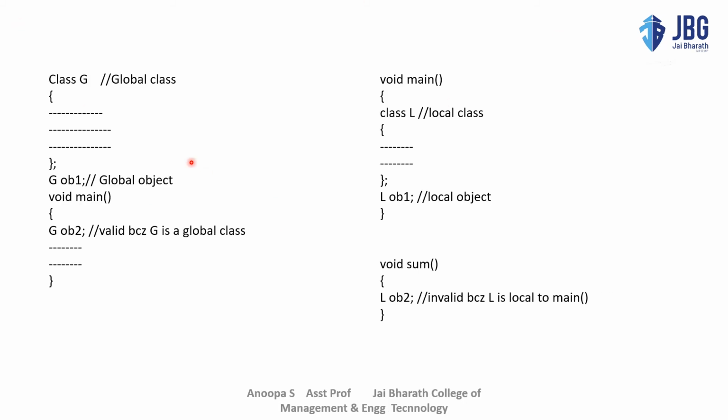Now this is an example. This class G is declared above the main function. Before the main function starts, we have declared the class G, and I have declared an object here, G object 1. So this is a global class and this is a global object. Within main, I am declaring another object using the same class G, object 2. Since this is a global class, this declaration is valid. Why? Because it is a global class, I can access it within other functions also. So G object 2 is a valid declaration.